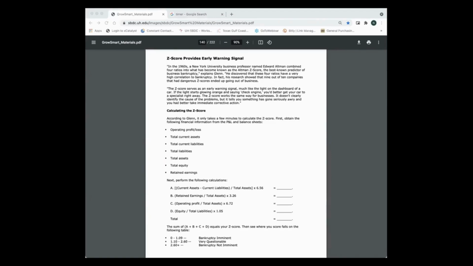I saw something in the chat. So what we used for equity was $120,000, Christine, in calculating the Z-score.